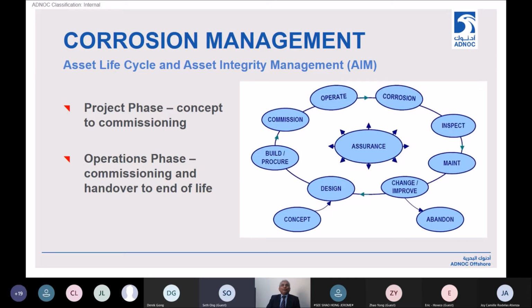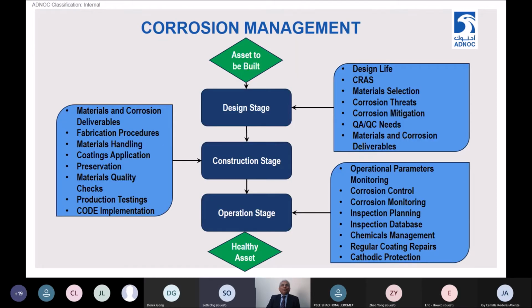So asset integrity life cycle, or the asset life cycle and integrity management across the entire life cycle, is a very important aspect. We manage it through two important philosophies. One is managing integrity through the project phase of an asset. The second is managing integrity through the operational phase of an asset. And as I mentioned, corrosion management is a subset of integrity management. Corrosion management in different stages of a development project.